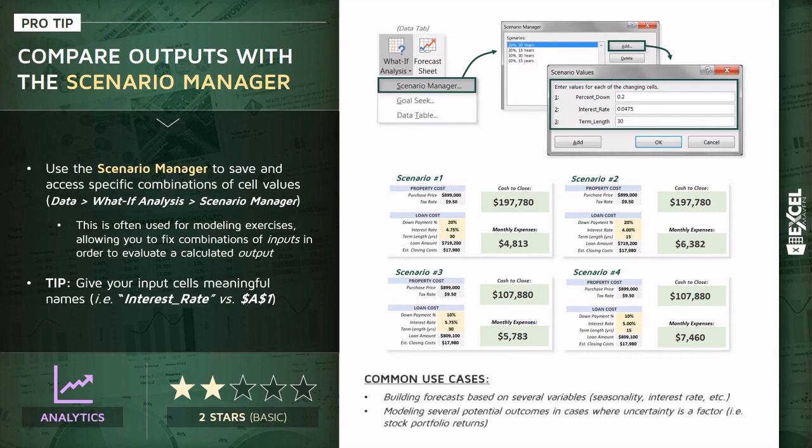Now, common use cases: this is often used for building forecasts that are based on several variables that may change, like seasonality, interest rate, etc., or modeling several potential outcomes in cases where uncertainty or risk is a factor. For instance, creating a scenario for low risk, medium risk, or high risk to predict your stock portfolio returns. So with that, let's jump into Excel and create some of these scenarios for ourselves.